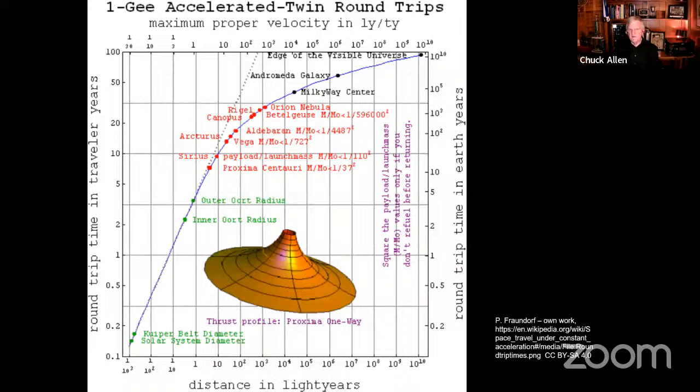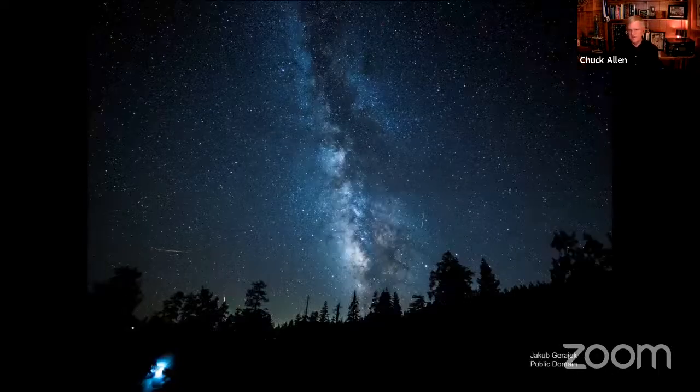away. Travel using this 1G method can be visualized here. As you can see, Proxima would take about 6 years viewed from Earth, but it would be possible to go vastly greater distances within periods of 30 to 50 years using this method, which again is not, from an engineering standpoint, very practical.